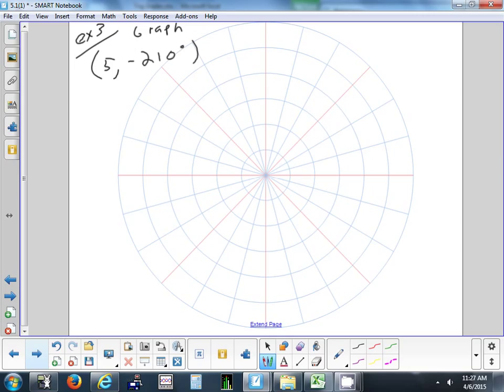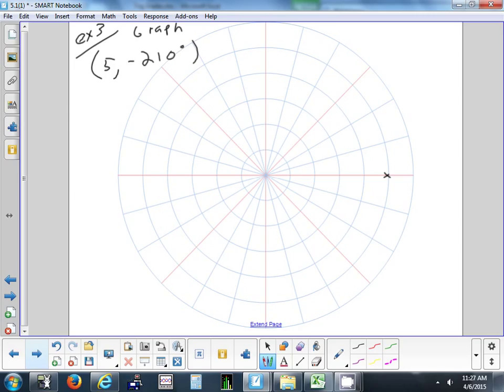Okay, 5, negative 210. Okay, Chelsea, which way am I going to go this time? 5 units? To the right. And then how about the negative 210? Clockwise. Yeah. So we're going to start here, and then we're going to go 210 degrees clockwise.